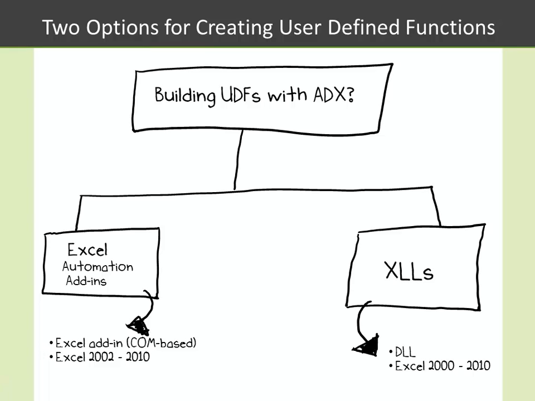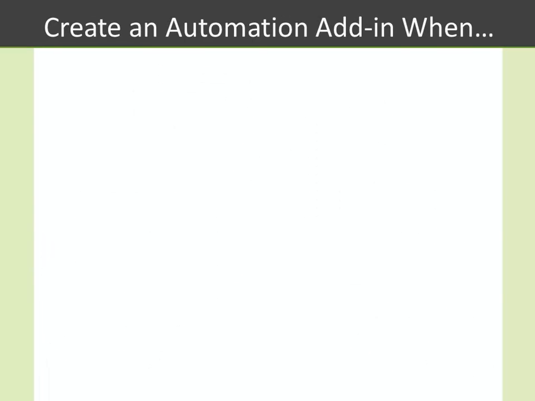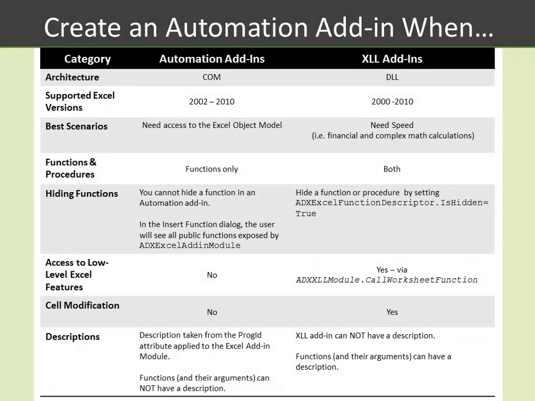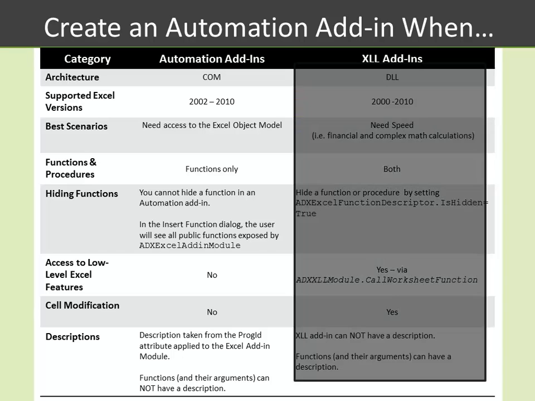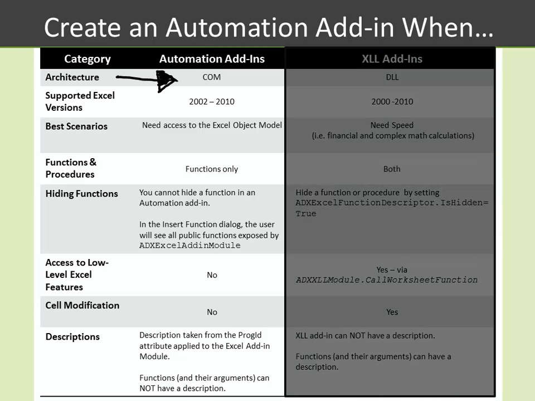In this video, I want to cover the Excel automation add-ins and explain why you would choose this architecture type over that of the XLL add-in. You create an automation add-in versus an XLL add-in when you want to use a COM, or component object model, architecture. And this limits you to supporting Excel 2002 through 2010, at least those are the versions that, when you use the ADX toolset for building an automation add-in, you can support.